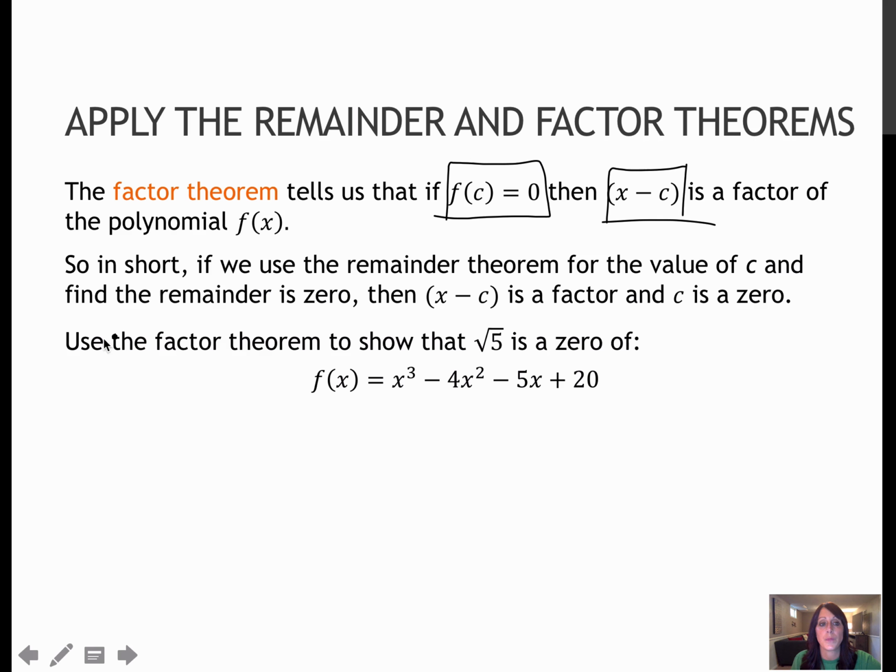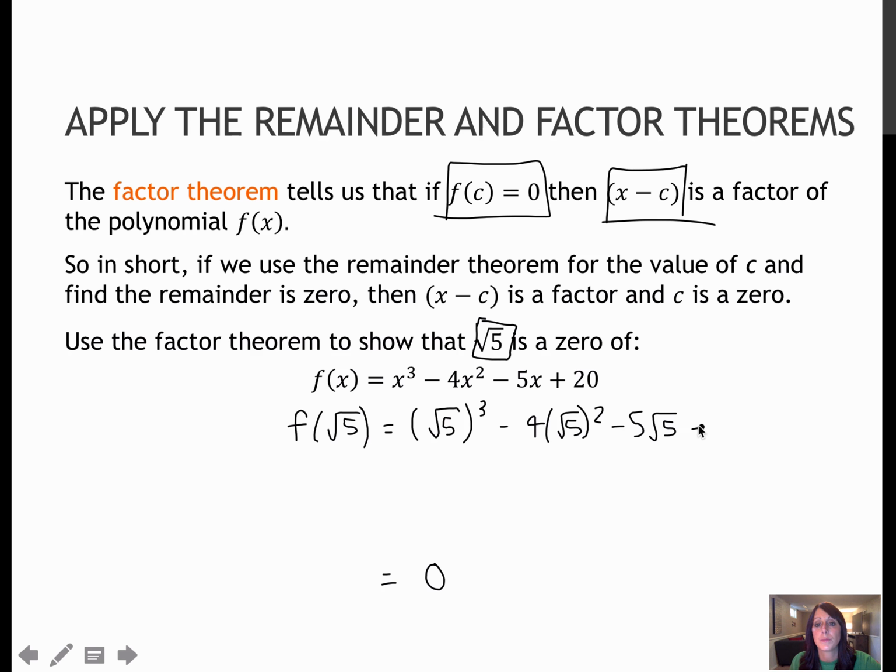So here's what we're going to do. It says use the factor theorem to show that radical 5 is a 0 of this function, which means if I plug in radical 5, and when I'm finished all the way down at the end when I've shown all my work, if I get 0, that's going to tell me that radical 5 is a 0 of the function. So let's see if it works. Radical 5 cubed minus 4 times radical 5 squared minus 5 times radical 5 plus 20. Radical 5 cubed would be 5 radical 5.